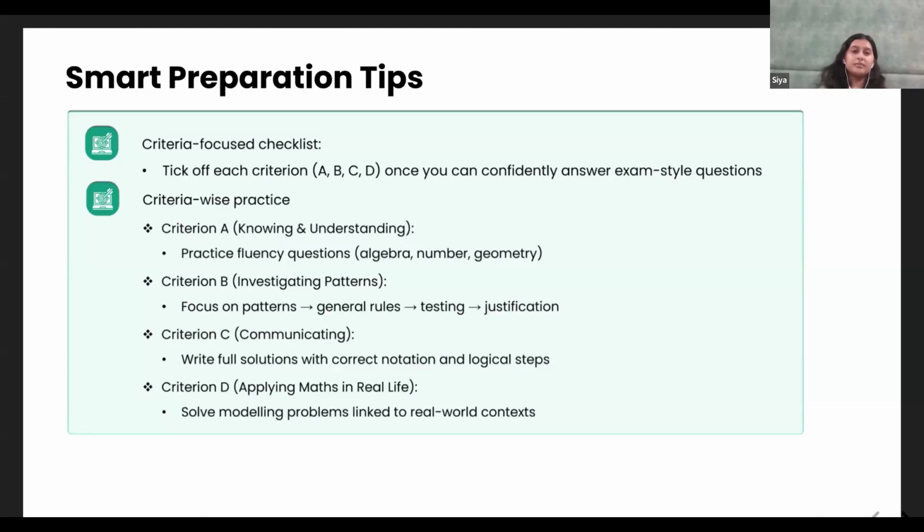So how is this strategy working for you, that you attempt B first, then D, and then come to A in the last? For me, it's actually working very well. The reason is that criteria B takes up the most time, but it carries approximately, let's say, 30 marks. My weakest zone is geometry.